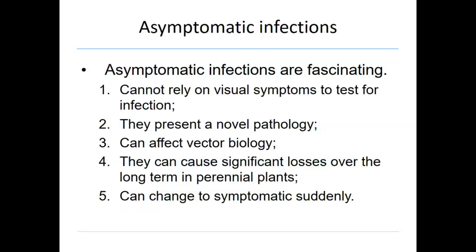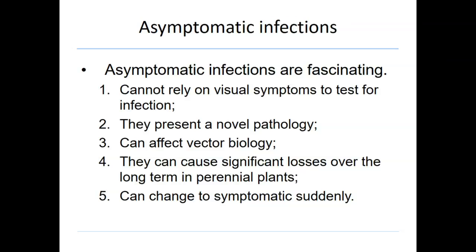So asymptomatic infections are really quite amazing. You have this problem where you can't see it in the tree, so you have to look for other ways of detecting it, like molecular methods such as PCR. They can also have symptomatic equivalents in other organisms in other locations. So this sort of asymptomatic infection can present a novel pathology.